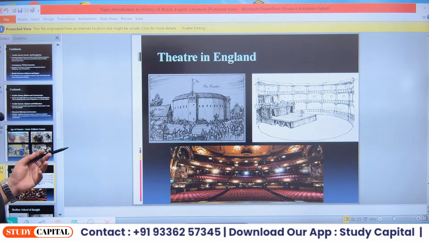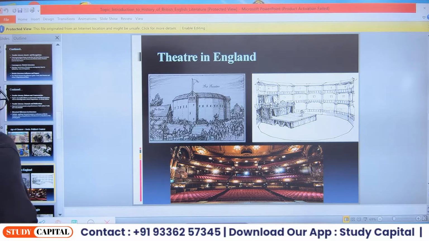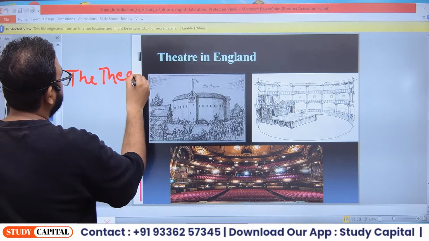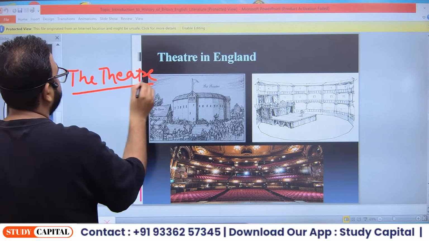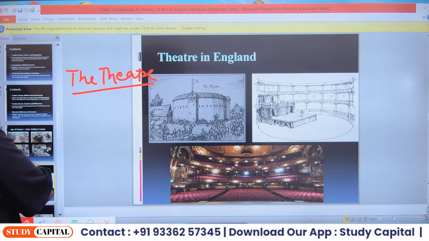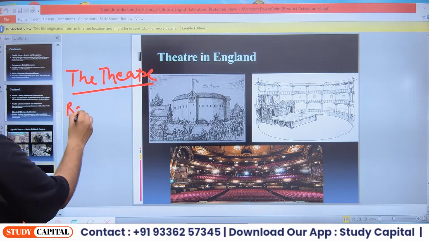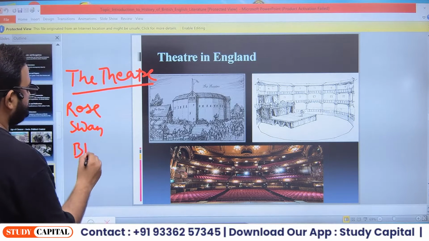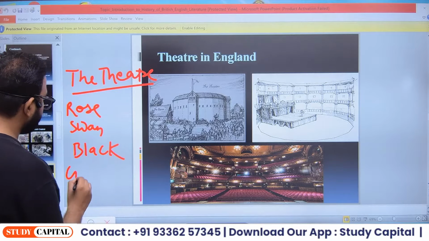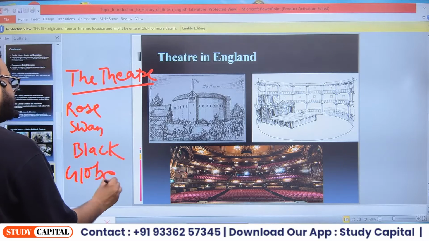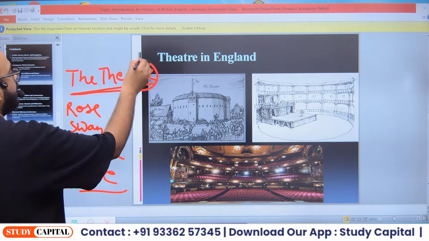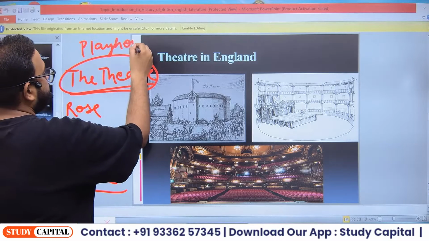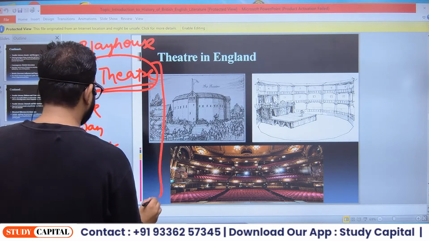The theatre in England, right? So it starts from the theatre. Especially, I'll only talk about the Elizabethan period. You have a range of theatre: Rose Theatre, Swan Theatre, Blackfriars Theatre, Globe Theatre. So open theatre, closed theatre. Who founded the theatre? Before theatre we had playhouses. How playhouses are different from theatre, and then who was giving money to these playhouses?